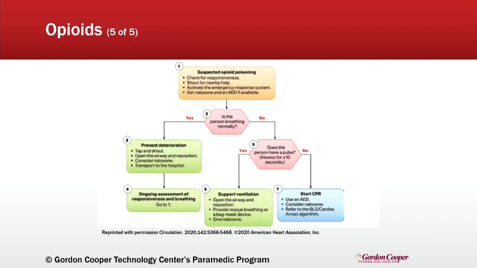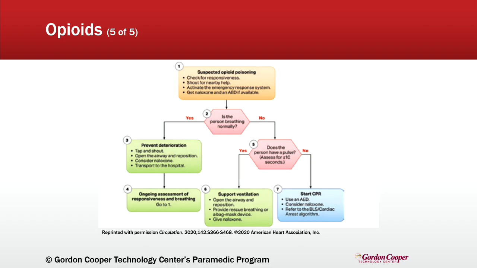So here's the algorithm that we're going to follow when we're taking care and treating opioids. And I apologize that it's a little blurry, so it's a little hard to read. But this is what we're going to follow and kind of go down this progression chart to treat them. If they're breathing normal, yes, then we're just going to tap and shout.